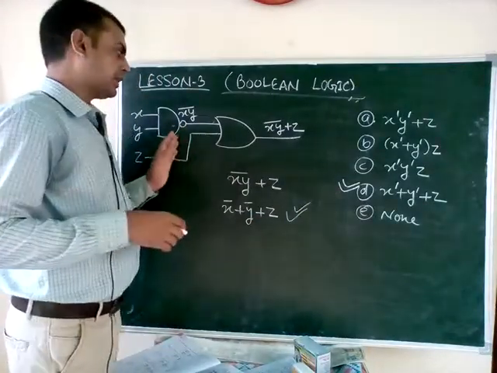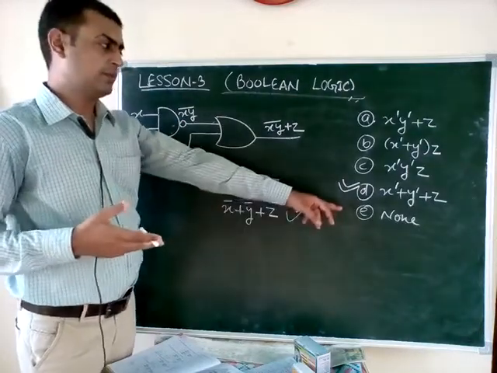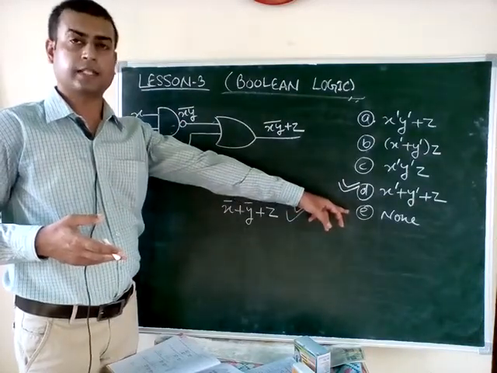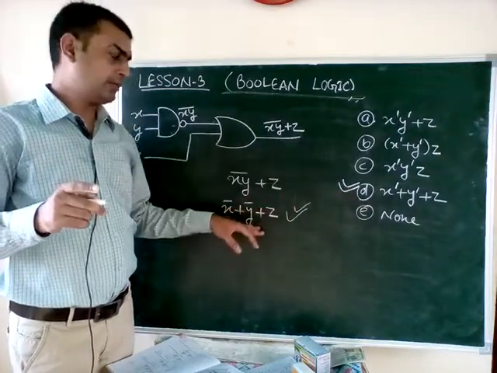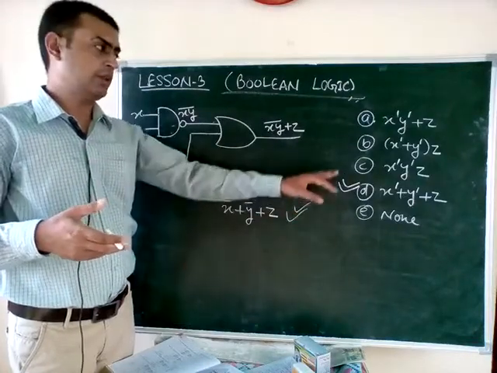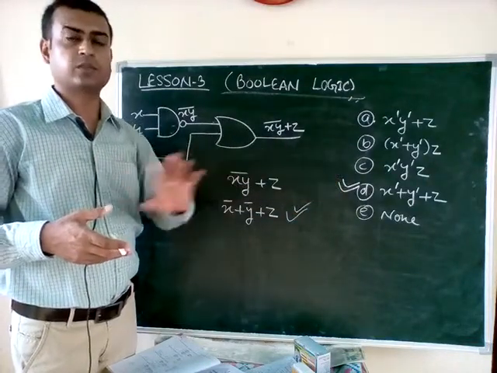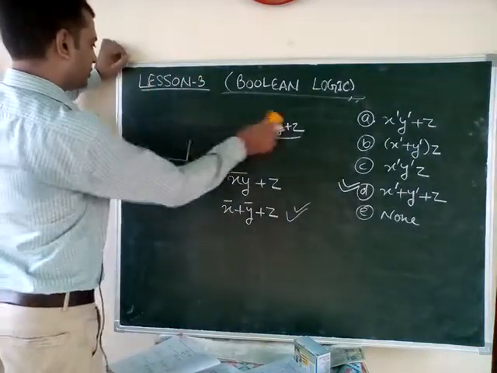If you are calculating the answer, and if it is not in the options, don't pick the none option directly. You have to solve it. You have to reduce the equation with the help of De Morgan's theorem or with any other law. Then you have to find it. If it is present, then you have to give the answer. Now, like the same, one more question.